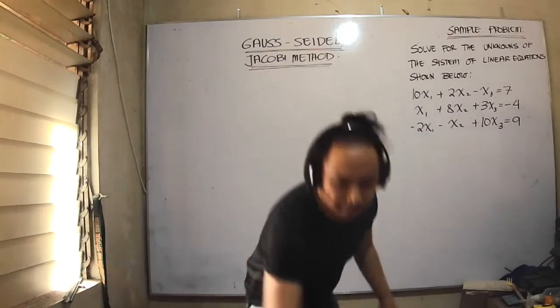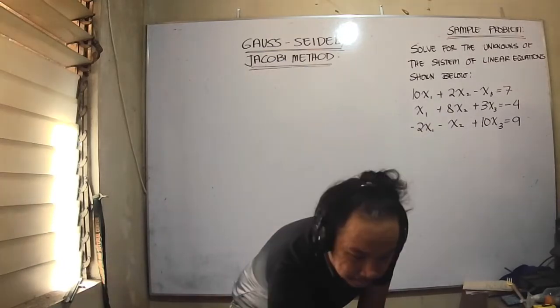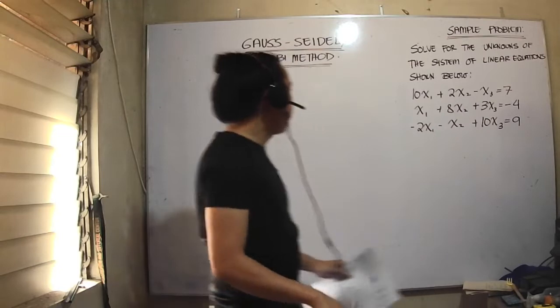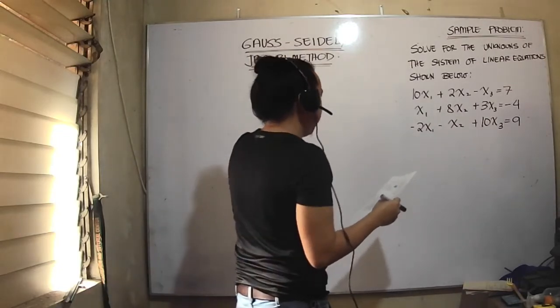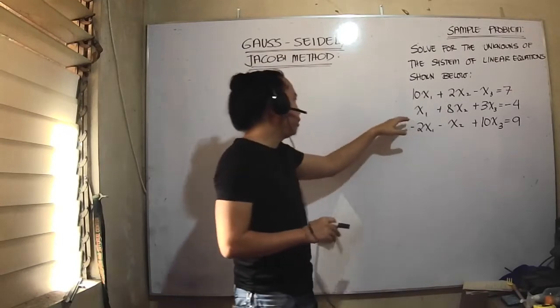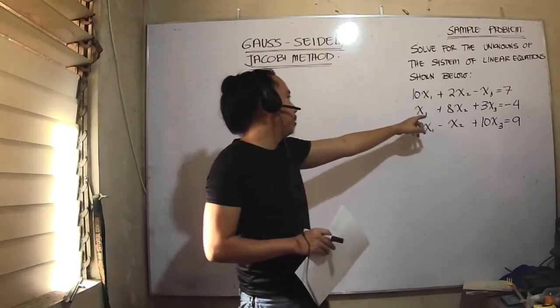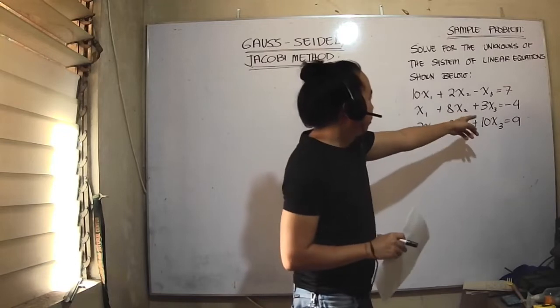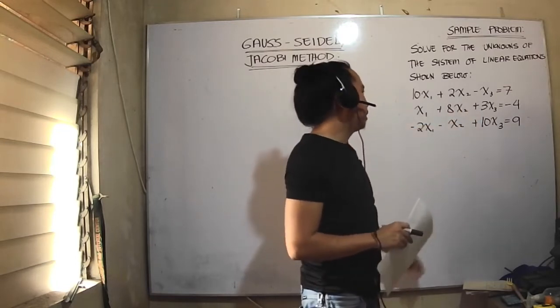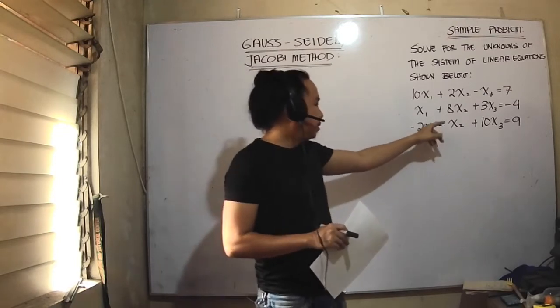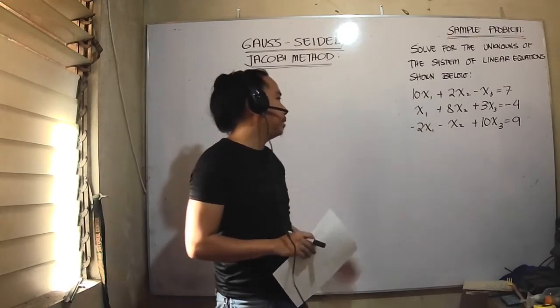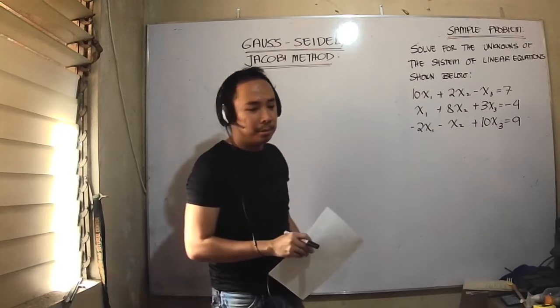Before we jump in, the second equation is x1 plus 8x2 plus 3x3 is equal to negative 4. The third is negative 2x1 minus x2 plus 10x3 is equal to 9. Those are the equations.